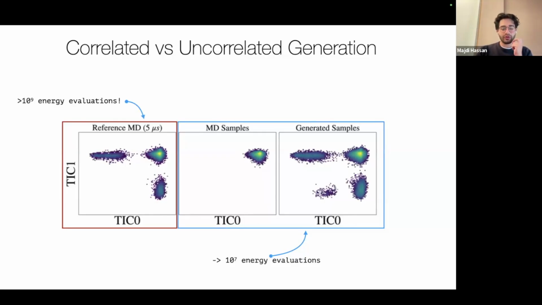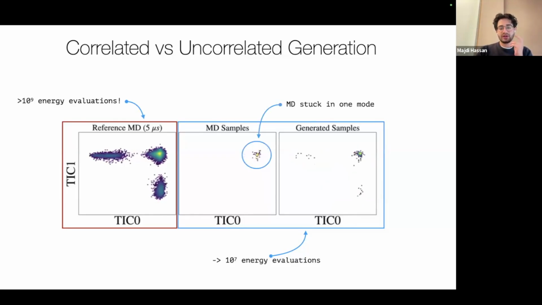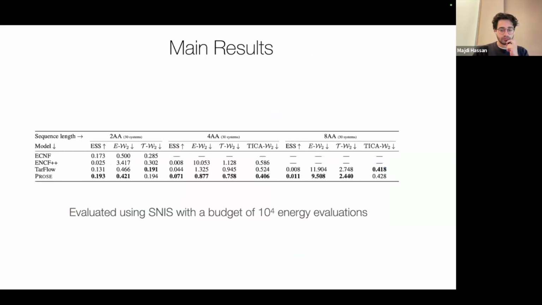But the thing to note is that here we see that MD gets stuck in one mode. And so this really highlights the case where Prose with resampling is able to cover all the modes much more efficiently than MD would.